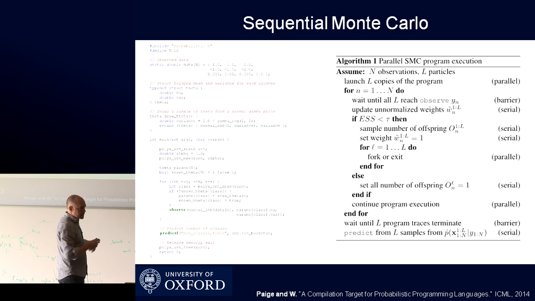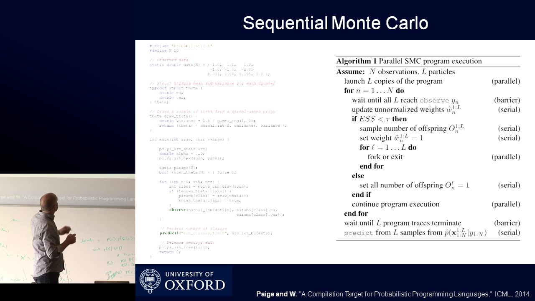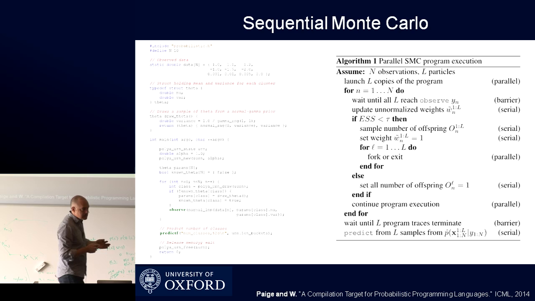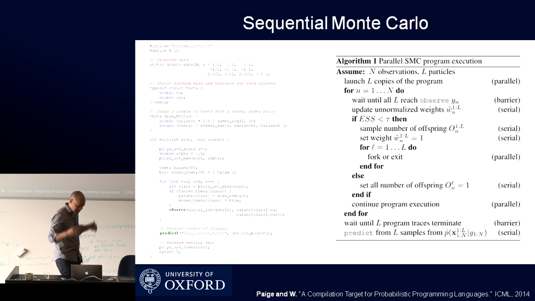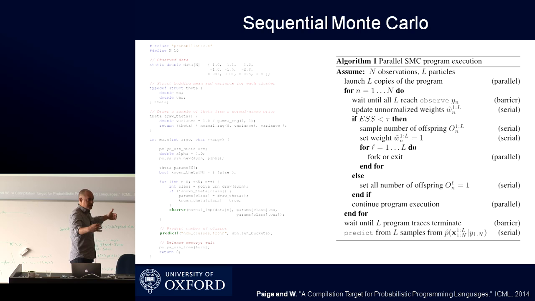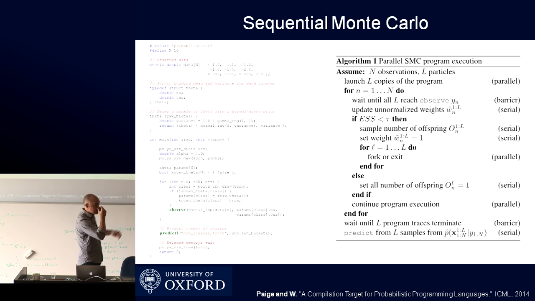Then we're going to check the weight, so we're going to compute a bunch of weights. Those are going to be the likelihoods of the observations given the program trace up till that point. We compute the weights and we check an effective sample size calculation. If the effective sample size is large enough, we just continue the program execution. It's really simple. Got a bunch of programs running in parallel. They hit an observe. They compute the likelihood of the observation and the effective sample size, i.e. the weight distribution isn't so bad, and run the programs forward, they hit another observe, they compute an updated weight, and so on and so forth. So we've got L copies of the program going at once.